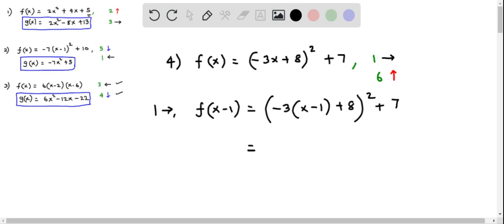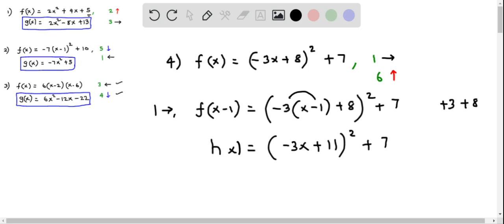Let's put this in simple form. This equals, we distribute this negative 3, it is negative 3x. And then negative 3 times negative 1 is positive 3. We already have positive 8. So 3 plus 8 is 11. So therefore this becomes negative 3x plus 11 quantity squared plus 7. And so let's say this one is h of x.